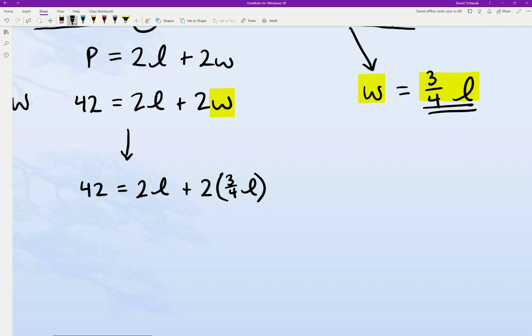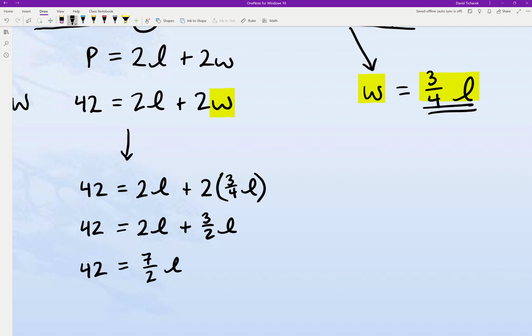Okay, so if you do the math on that and simplify a little bit, that's going to be 2 times the length plus 3/2 the length. And if you were to combine those together, that would give you, I believe, 7/2 of the length. Again, I'm just taking 2 plus 3/2. 2 you could write as 4/2, so 4/2 plus 3/2 makes 7/2. Okay, and of course that's equal to 42.